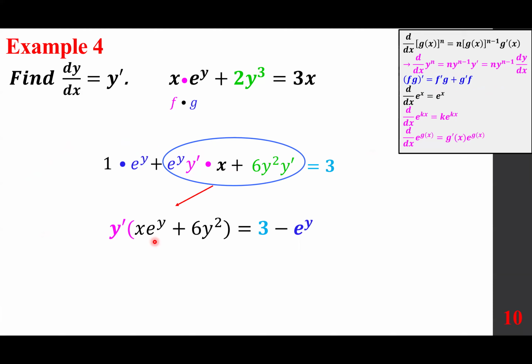So what is y prime? The right side divided by the coefficient of y prime. Y prime becomes 3 minus e to the power of y, over x e to the power of y plus 6y squared, as the final answer.